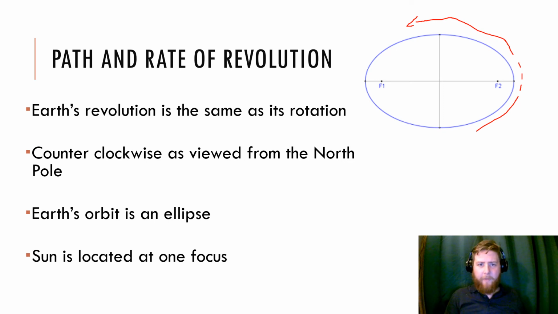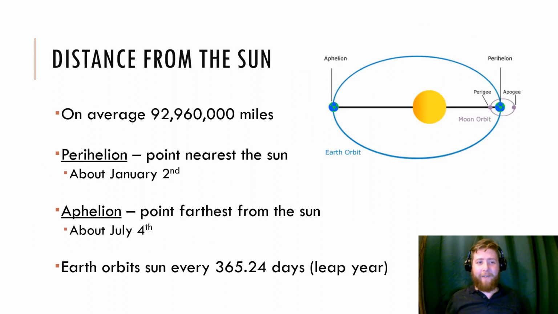This oval shape is important, and that's our orbit, which is an ellipse. All ellipses have two foci, and for us, the sun is located at one of them. So imagine the sun's right here. Actually, I think it's going to be on the other one, but here we go. On average, we're 93 million miles from the sun.